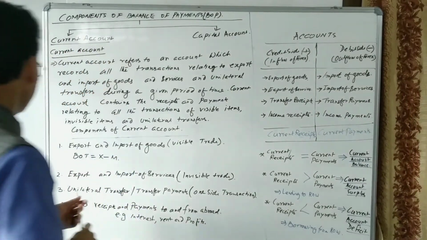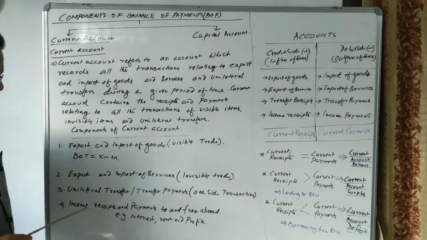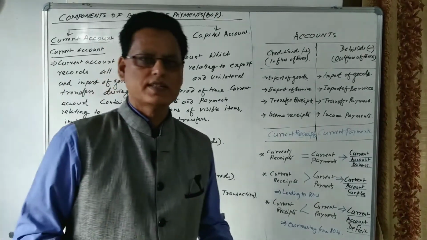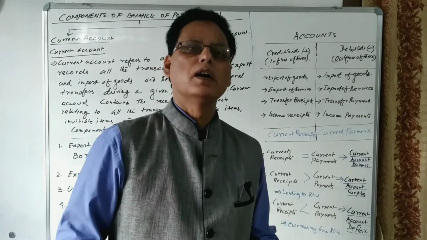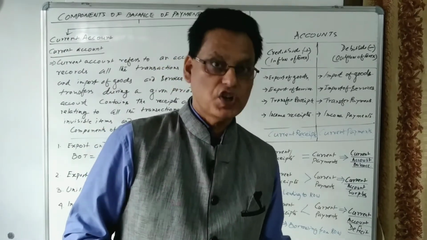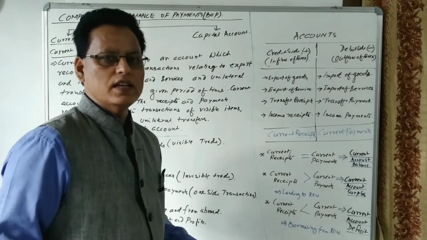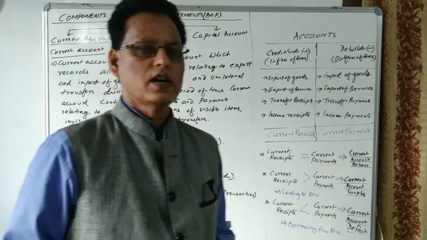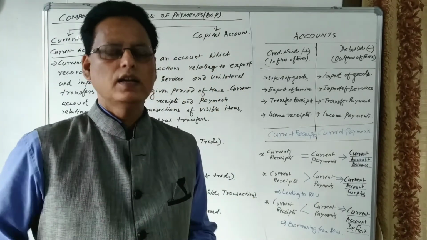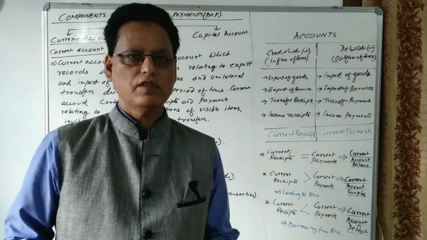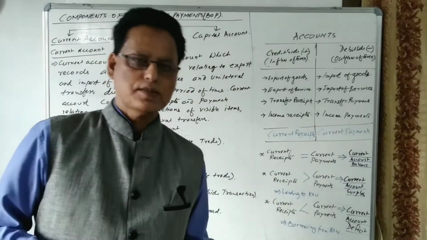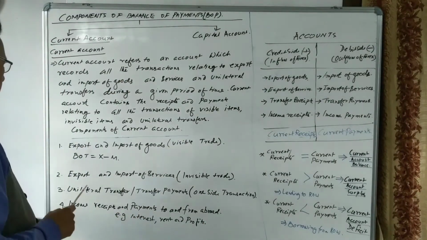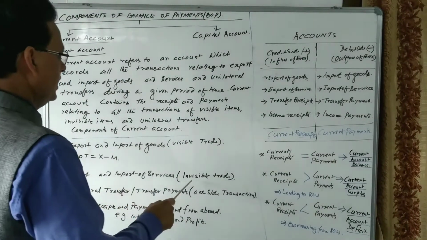So the second component of the current account is export and import of services. Import and export of services is also known as invisible items or invisible trade. Invisible trade means non-factor services. Non-factor services include the services of shipping, banking, insurance, transport and communication. Those services are called export and import of services, invisible trades.